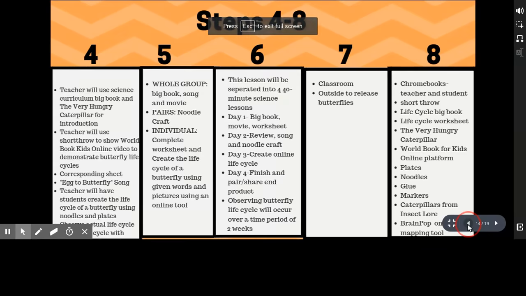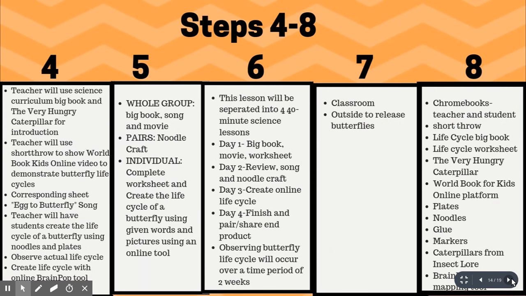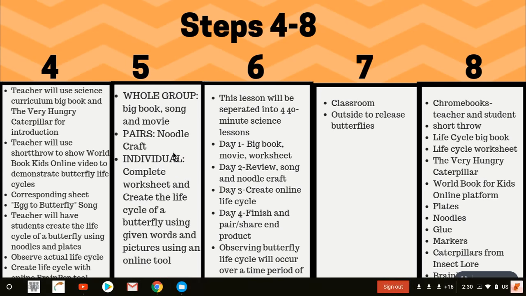Okay, moving on to step 5. Whoops, let's get back there. And step 5 is where you determine organization of groups. Different pieces of the lesson call for different organization of groups. In this case, whole group setting is the big book, the song, and the movie. Pairs is the noodle craft, and individual complete the worksheets and create the life cycle of a butterfly using given words and pictures using an online tool, which would look something like this as an assessment tool.